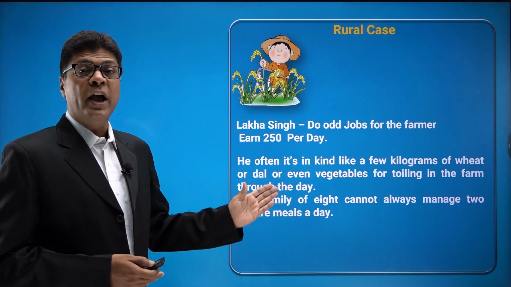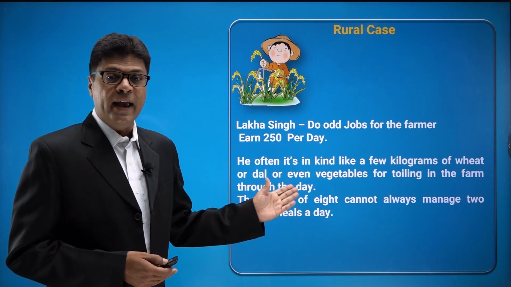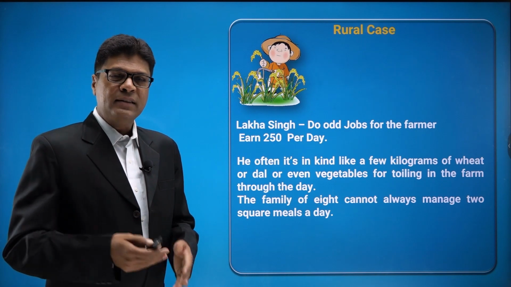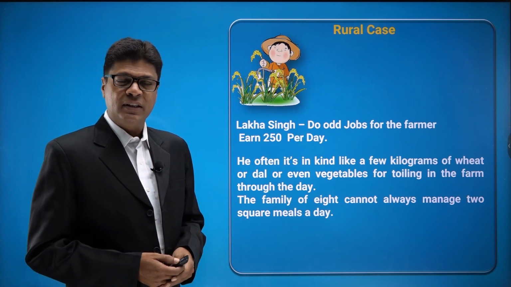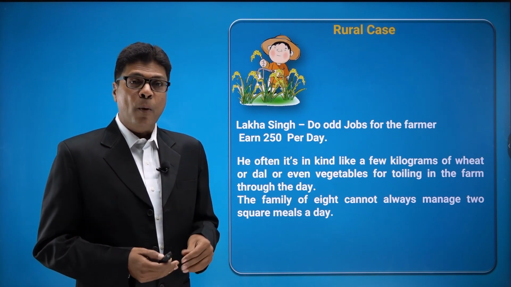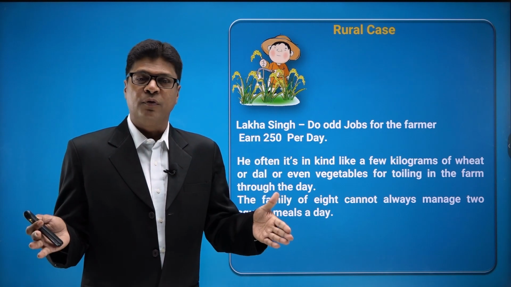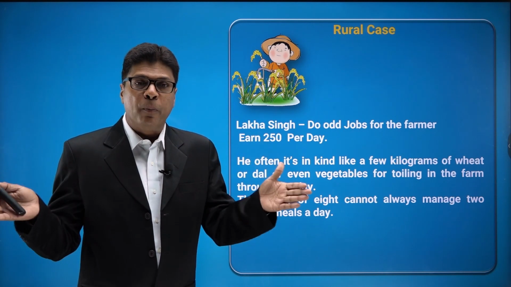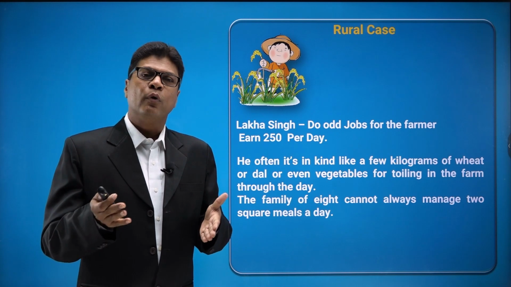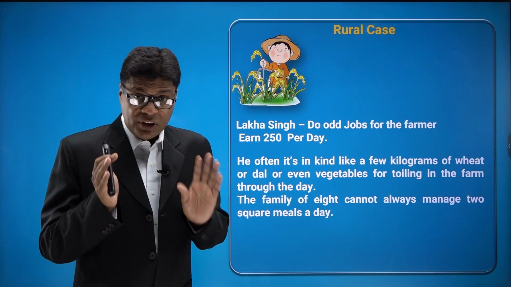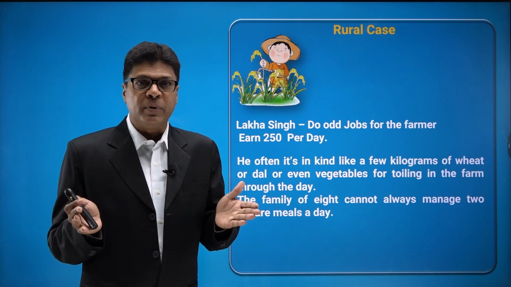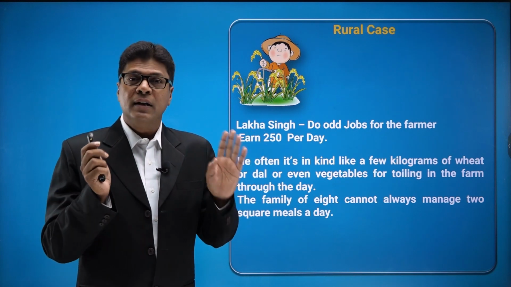His family is having 8 members. कितने members हैं? 8 members. Do you think in this amount he is able to manage all these things? नहीं. What do we learn? Population is also a big factor for the cause of poverty. Huge population. 250 is sufficient for 1 or maximum for 2 if we think, but not for the 8 persons. 8 लोगों के लिए sufficient नहीं है.